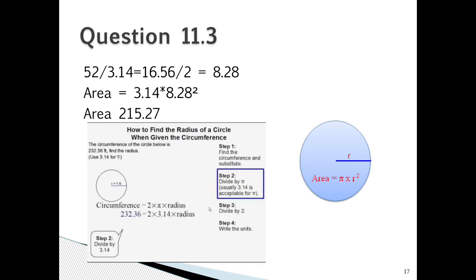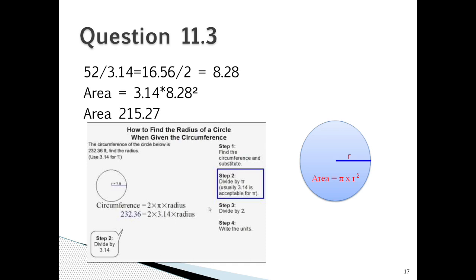The circumference of the circle below is 232.36 feet. Find the radius using 3.14 for pi. So if you look at circumference, it's equal to 2 times pi times radius. So 232.36 equals 2 times 3.14 times the radius. So your step 1, find the circumference and substitute. Step 2, divide by pi. Usually 3.14 is acceptable for pi. Step 3, divide by 2. Step 4, write down the units.